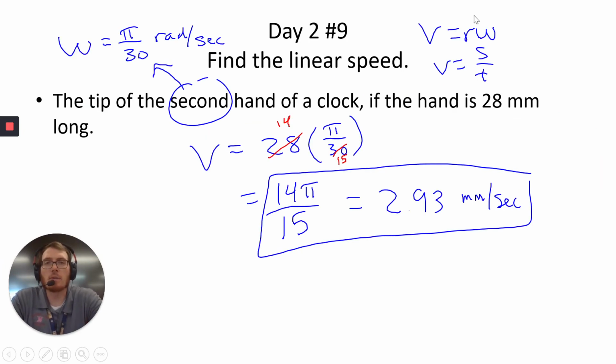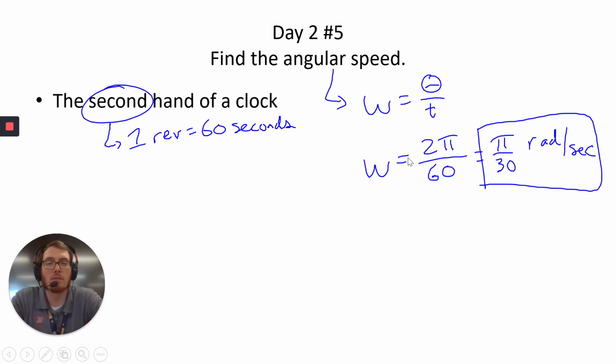The next question deals with number 9 from that same day's worksheet. It says the tip of the second hand of the clock, the hand itself is 28 millimeters long. That's the radius. And you're trying to find the linear speed, how fast it's going around the edge. You should use v equals r omega. Well, they give you r, that's 28 millimeters. We actually gave you omega in the previous question, number 5.